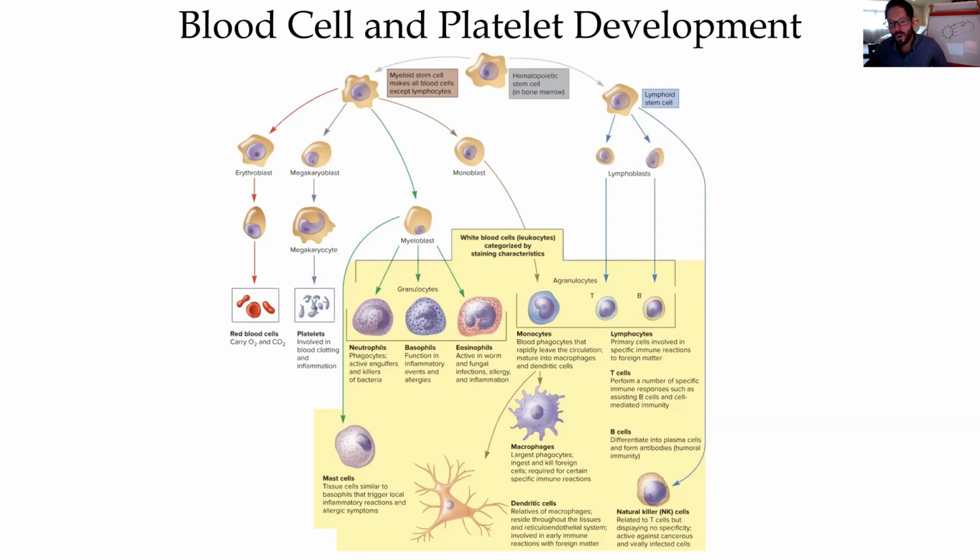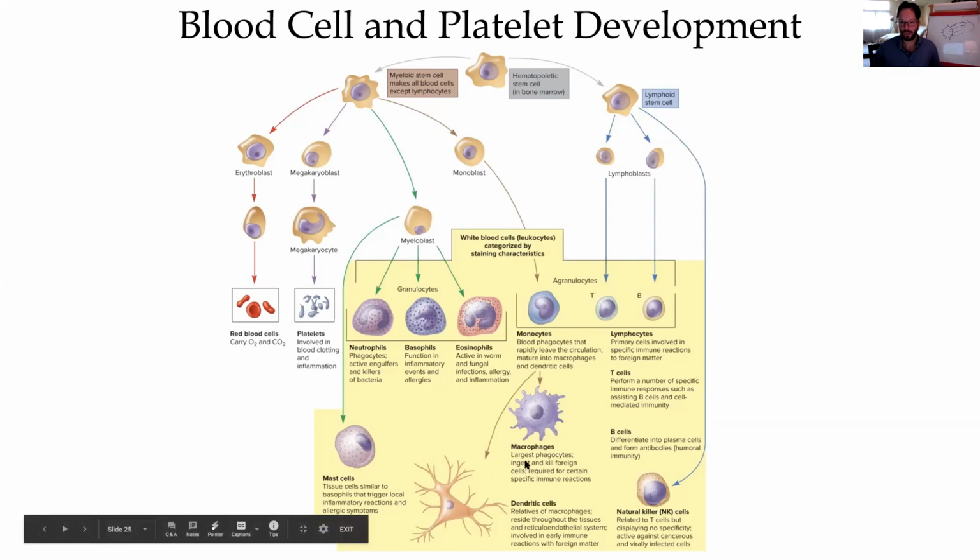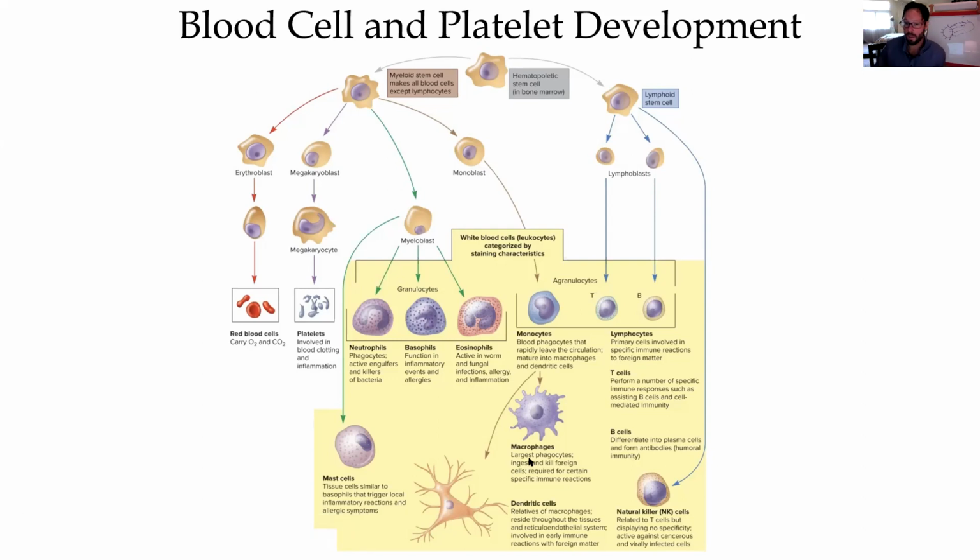But to make things more complicated, right? There's a little bit of crossover. So the myeloid stem cell can differentiate into a monoblast, which then turns into monocytes, which are agranulocytes. Those go on to form macrophages. Macrophages are phagocytic, so they're going to engulf. And also dendritic cells, kind of like macrophages. But they are, again, part of the second line of defense, right?